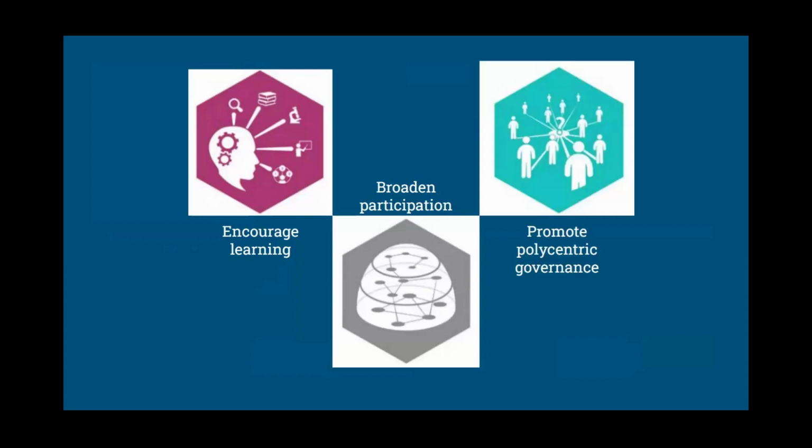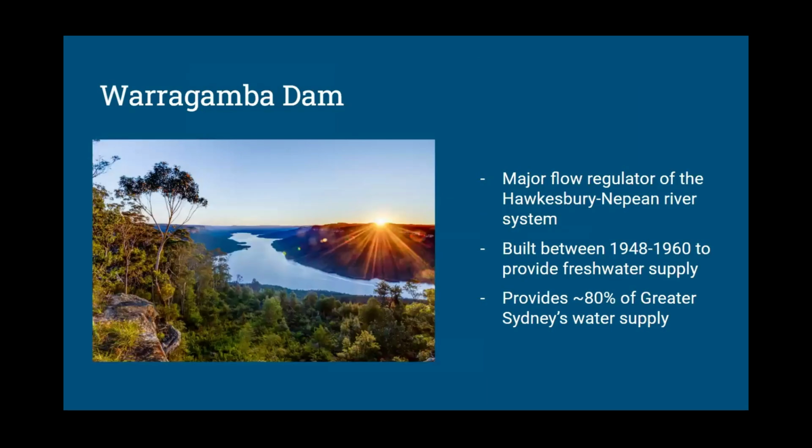Finally, the last of the principles is to promote polycentric governance. This should involve nested institutions that transfer knowledge between levels for better decision-making and collective action on ecological issues. Moving on to a case study to contextualize one of these principles.